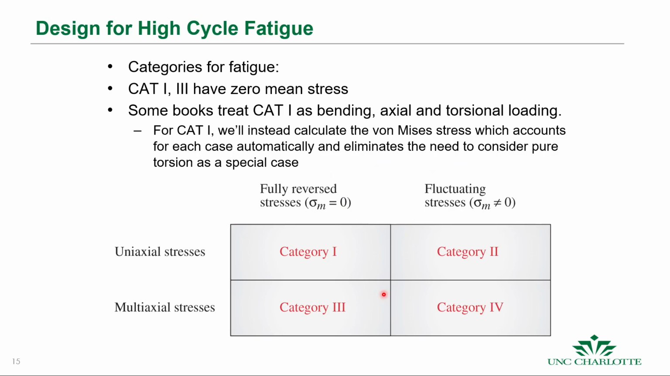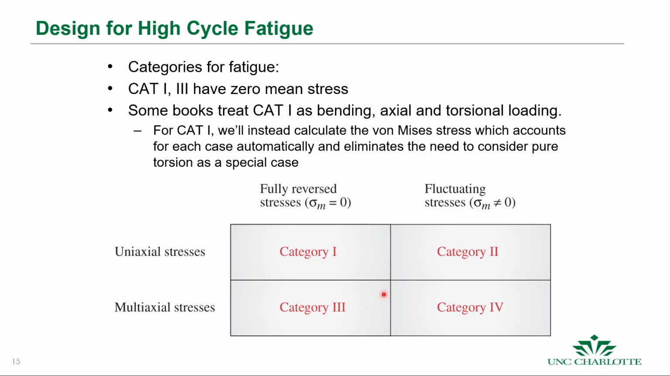So now we're going to talk about how we design for high cycle fatigue. If we have something that we're designing and we expect it to be in service for a large number of cycles, and this is often the case for rotating shafts, for example, then we have essentially 4 different categories. The Norton book delineates from some of the other books because they treat different categories in different ways. But because we calculate the von Mises effective stress, we actually account for the other conditions.